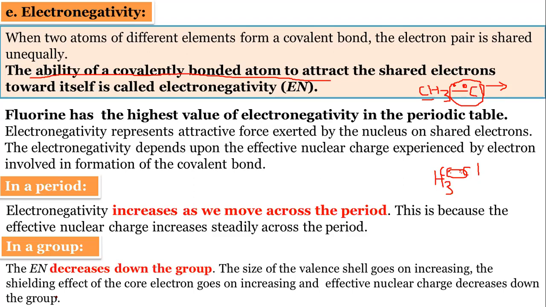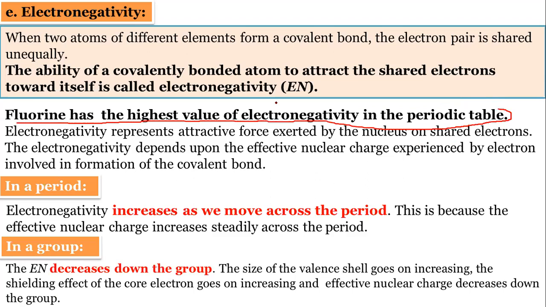So which is the most electronegative element in the periodic table? That is fluorine. Fluorine has the highest value of electronegativity in the periodic table. Remember, this may be asked for MCQ, this may be asked for one VSA question: fluorine having the most electronegativity value in the periodic table. Now these values are related to the atomic size. In a period, tell me what is happening to the atomic size.